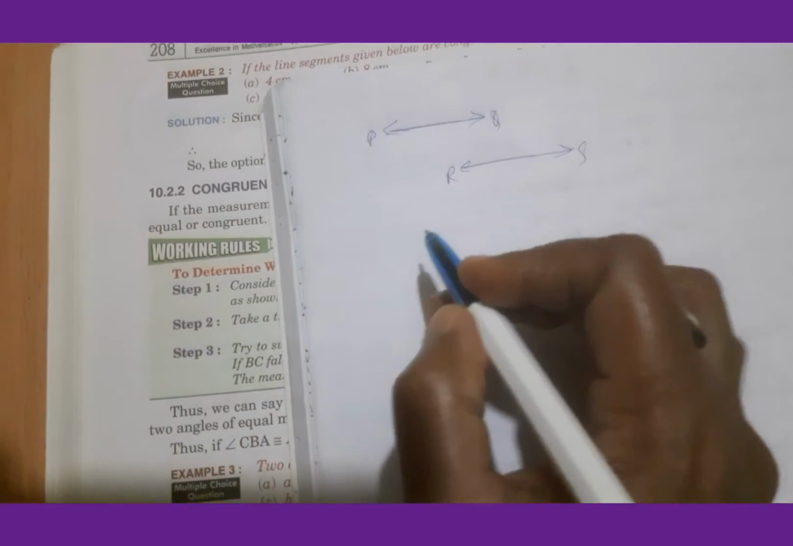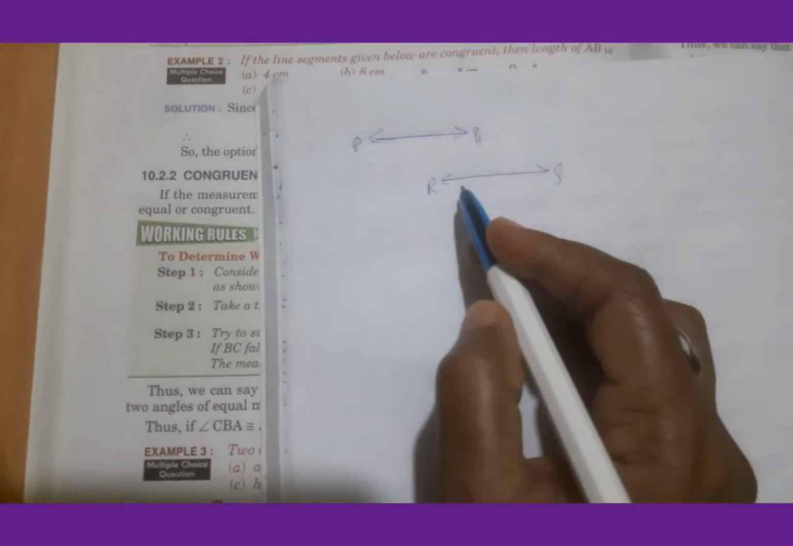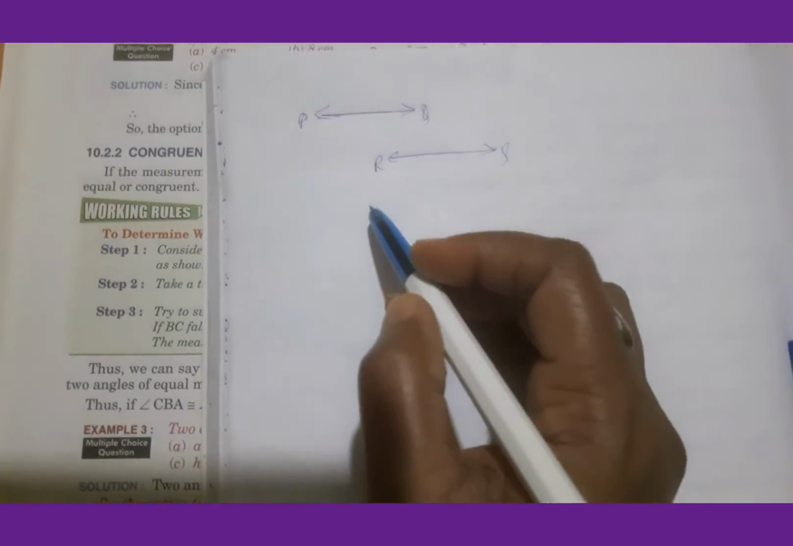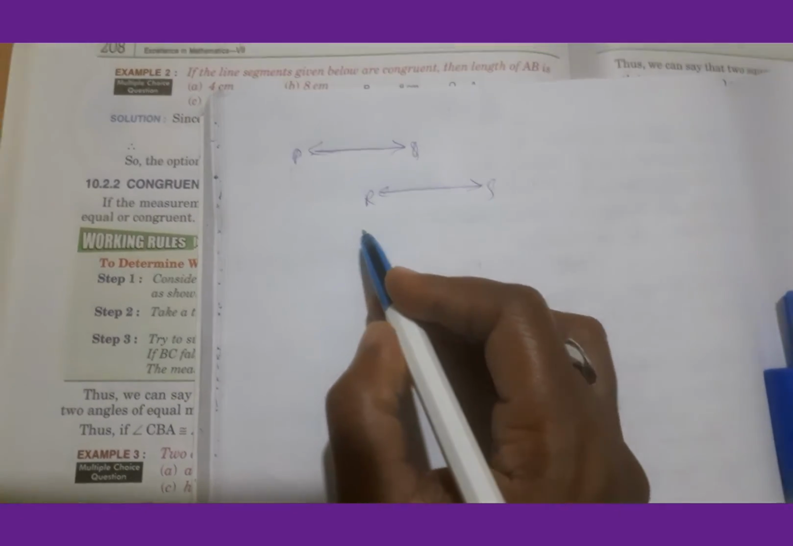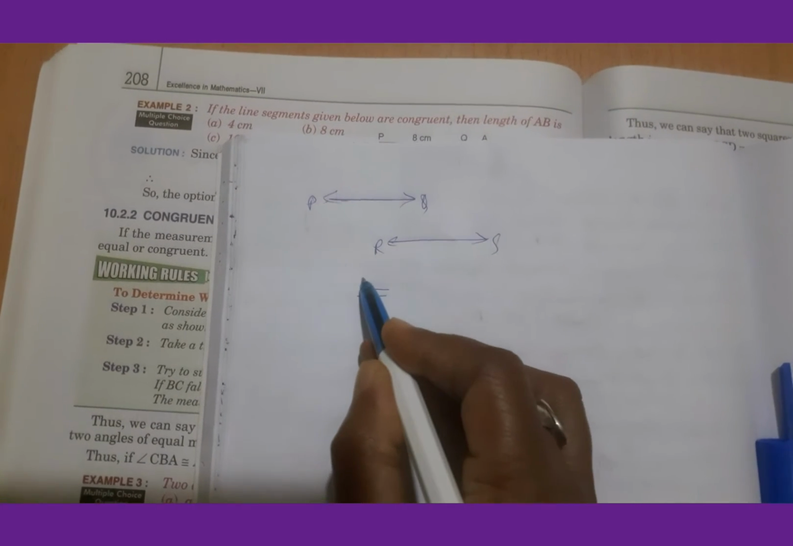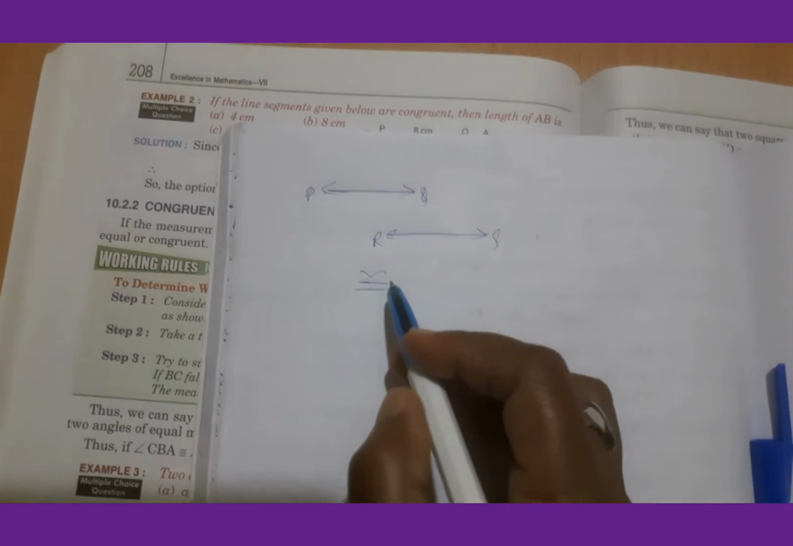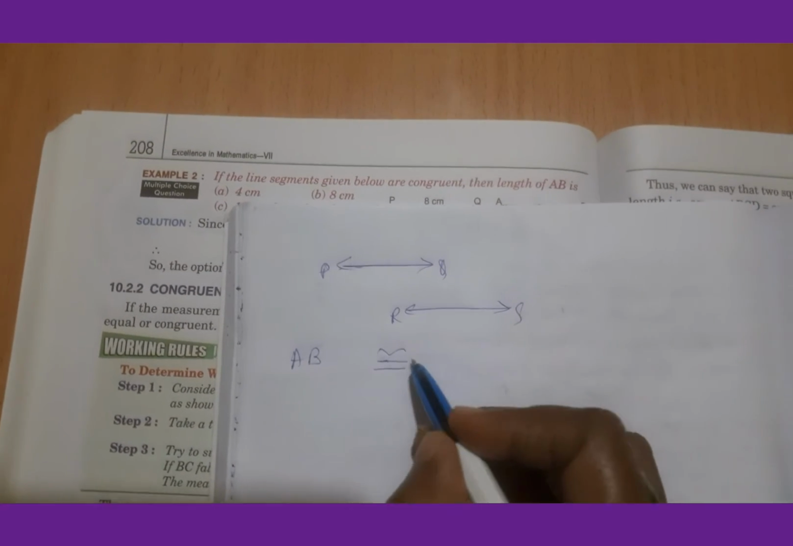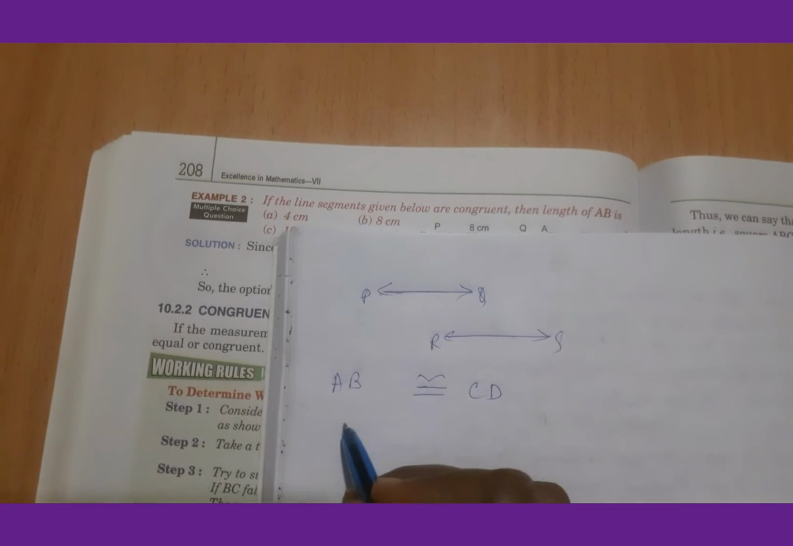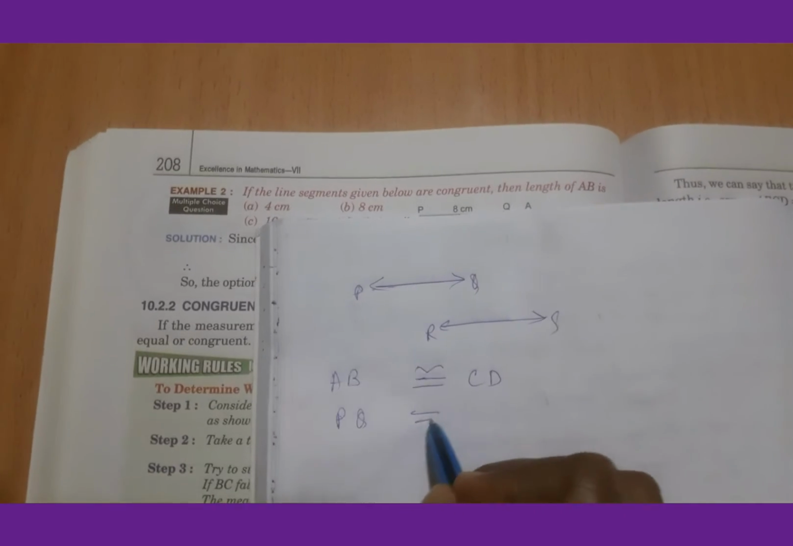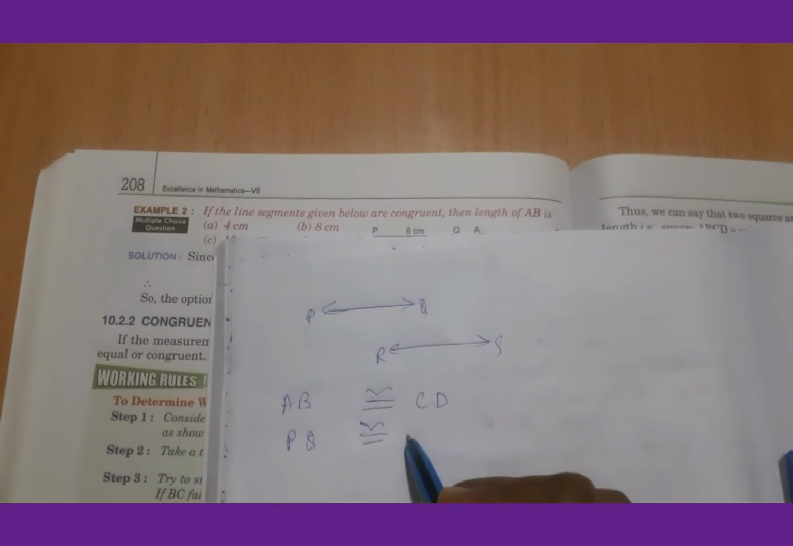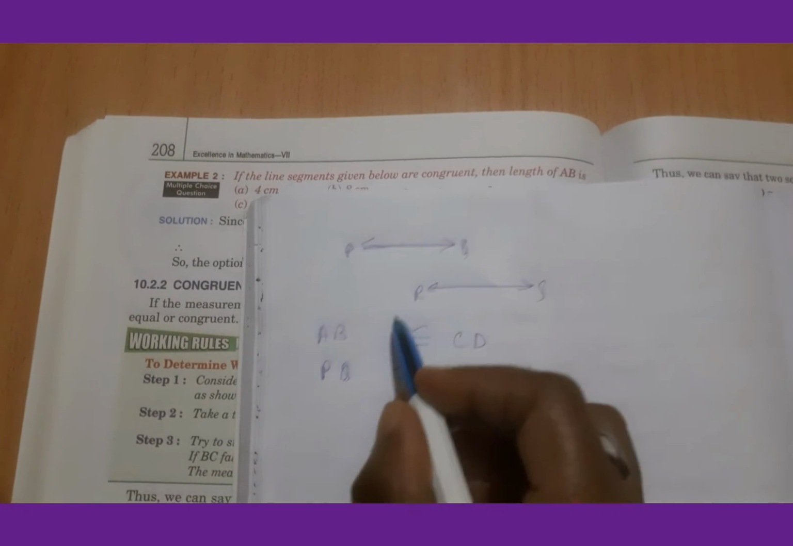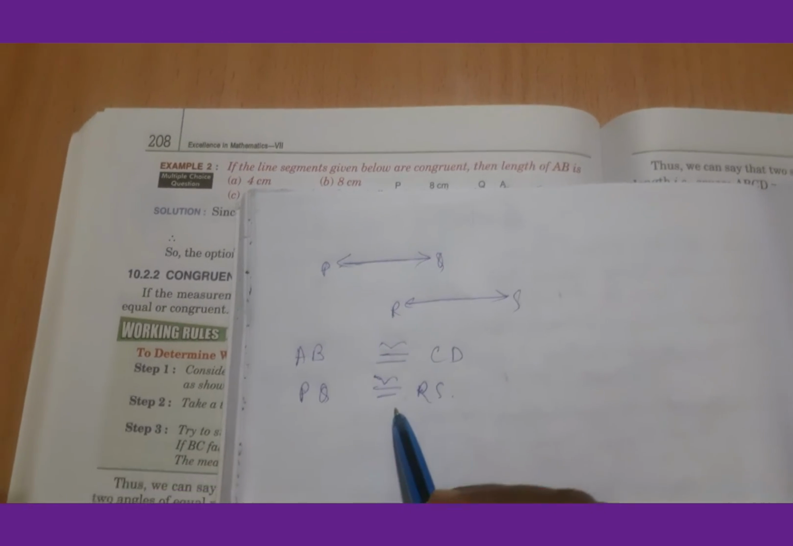And now if two plane figures are equal and congruent to each other, then a symbol is used, this symbol is for congruent. Suppose line segment AB is congruent to CD, and PQ is congruent to RS, then this symbol is used for congruency.